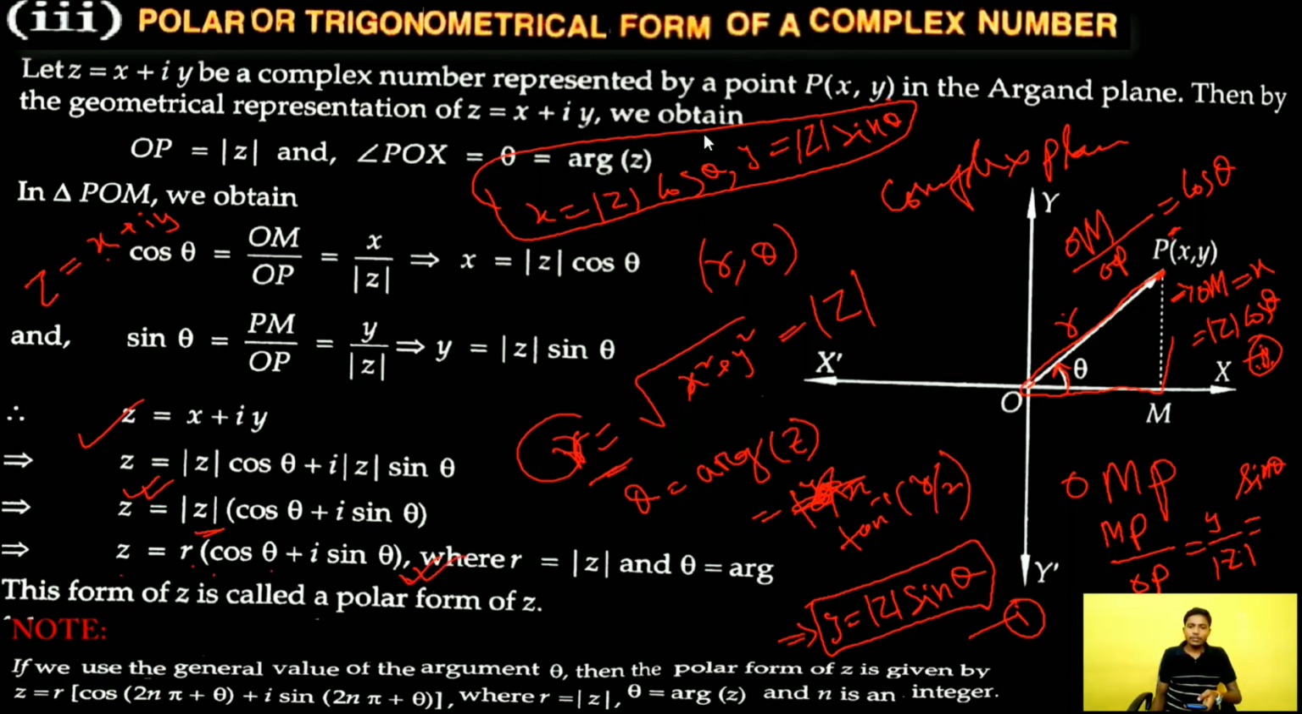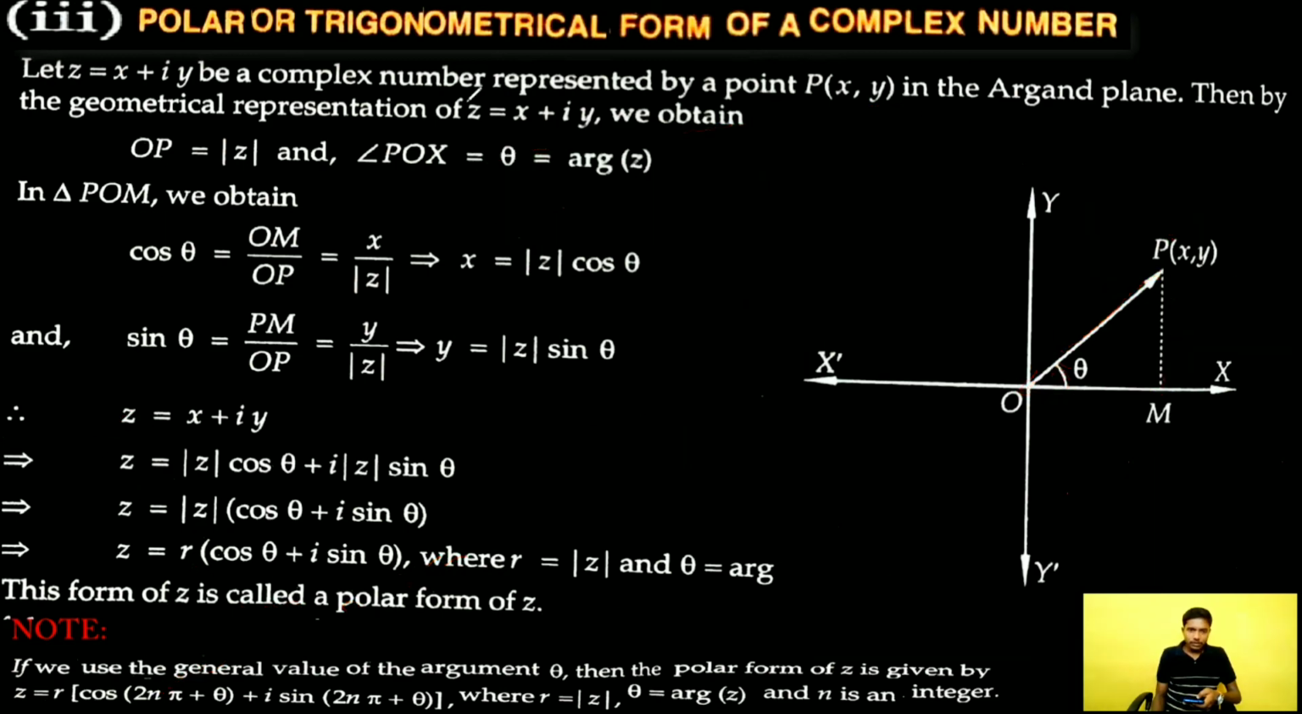Now this is a generalized form. Here theta is this angle. We can generalize this idea for every argument: if we add 2 pi n to theta, where n is an integer, plus or minus 1, plus or minus 2, plus or minus 3 and so on, then we have the generalized representation of this point P(x, y) in polar form. Clear? Now there are some examples.